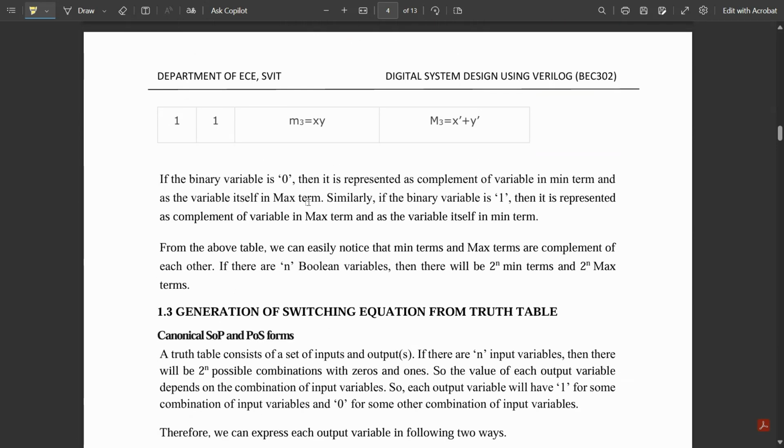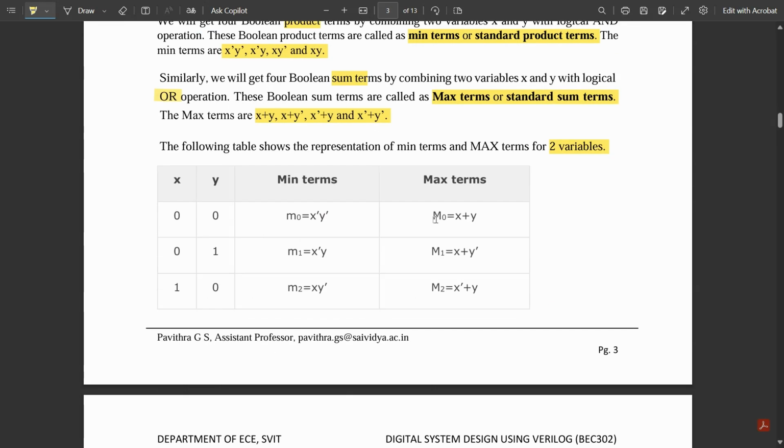Whatever I've told, the theory they have given here. That is, if the binary variable is 0, then it is represented as the complement of the variable in a min term, and as the variable itself in a max term. Similarly, if the binary variable is 1, then it is represented as the complement of the variable in a max term. So from the above table, we can easily notice that min terms and max terms are complements of each other. That is, they are opposite to each other.